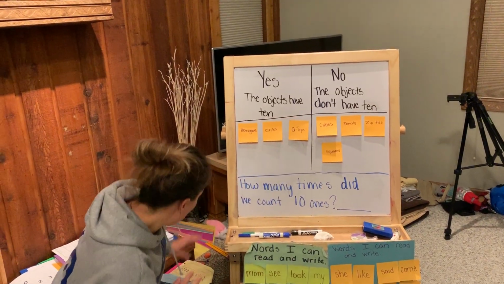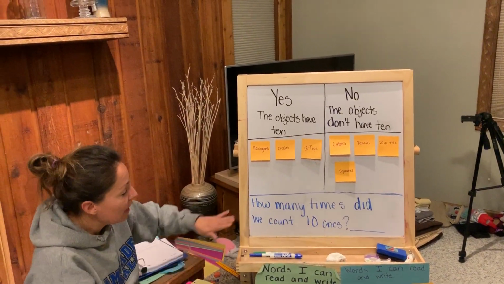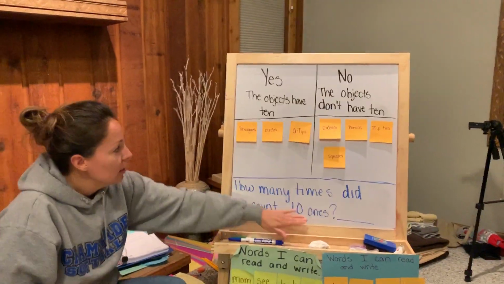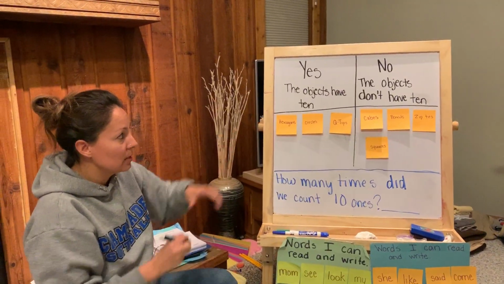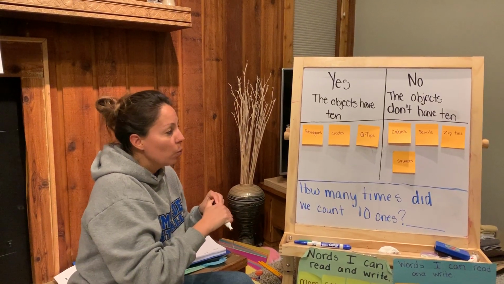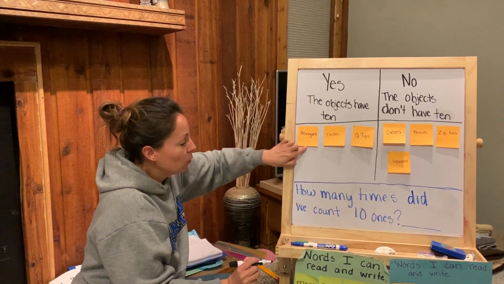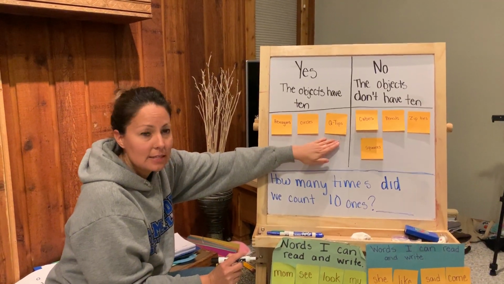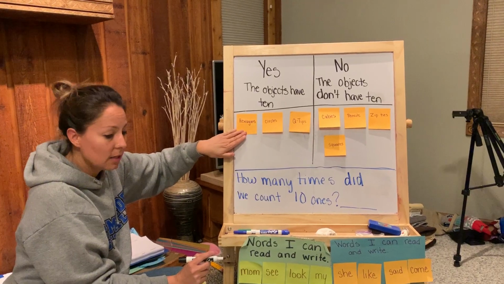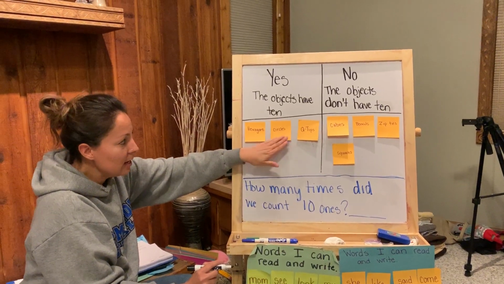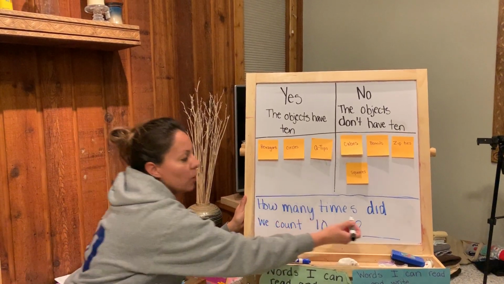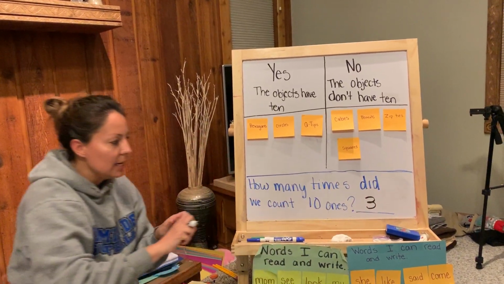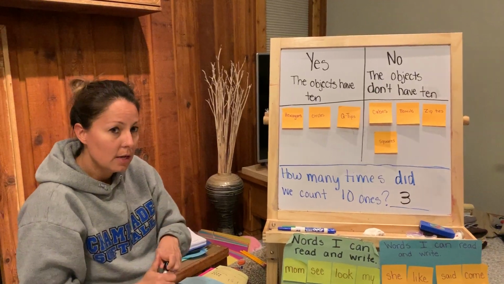So here's our next question. Our next question, again, is how many times did we count 10 ones? If we look up on our chart, this helps us because we know that we counted 10 objects 1, 2, 3 times. There were 3 different sets that had 10 in them. The hexagons had 10, the circles had 10, and the Q-tips had 10. So I'm going to write the number 3, backward C, backward C. Now you've made the number 3.